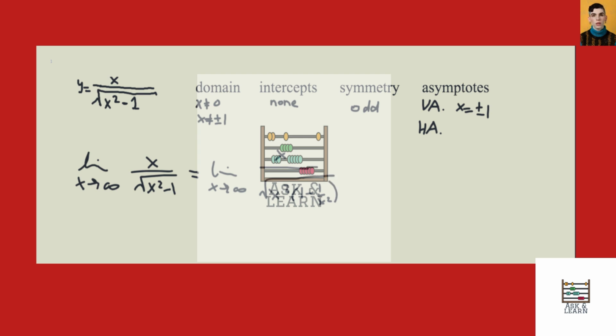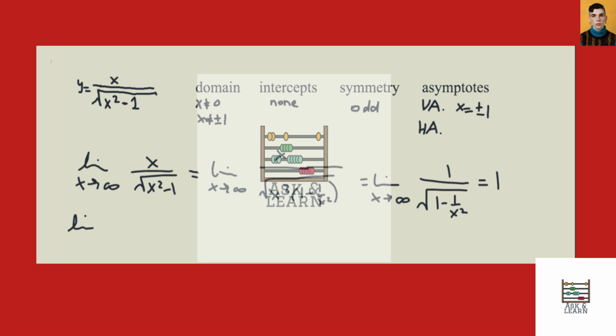And if we take the x squared out of the square root, we get an x, and the x's cancel. So we're left with the limit as x approaches infinity of 1 over the square root of 1 minus 1 over x squared. 1 over infinity is 0, so 1 minus 0 is 1. So our limit is 1.